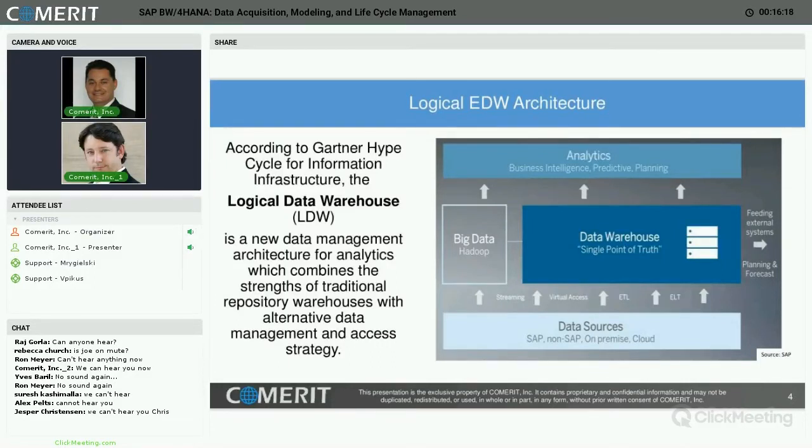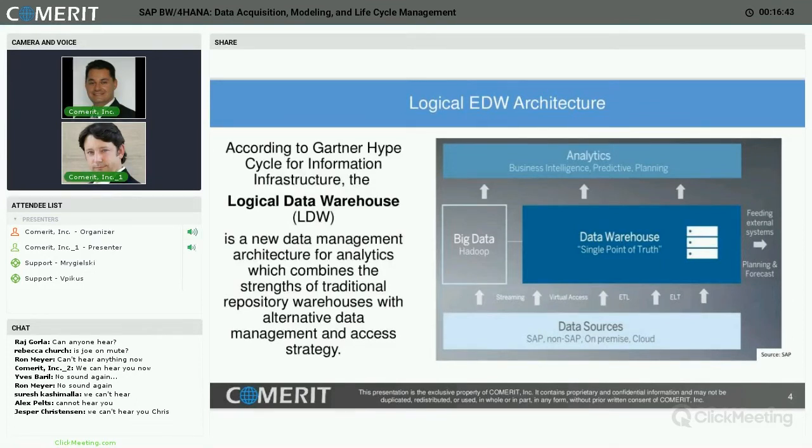So that is the logical EDW architecture. It is a way that you have to supply different analytics from different front ends, and you have to supply different data from different sources. No longer just the data persisted on your data warehouse. You may actually integrate with big data. You may actually just virtualize data from a particular external source.